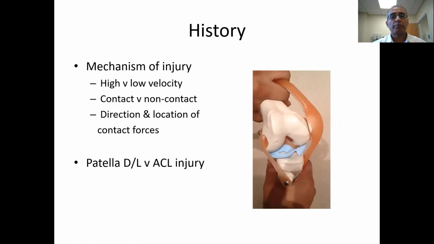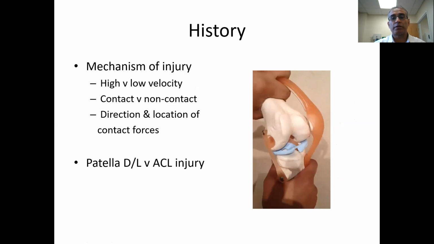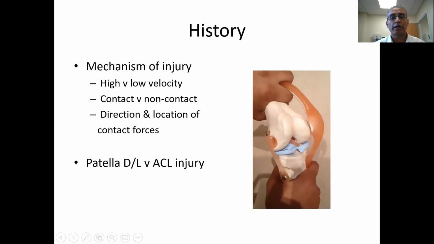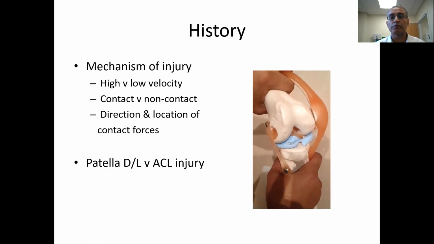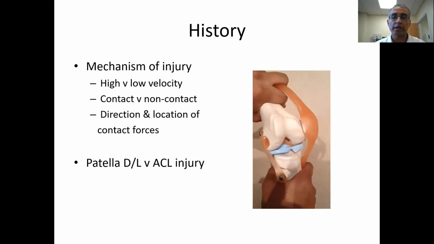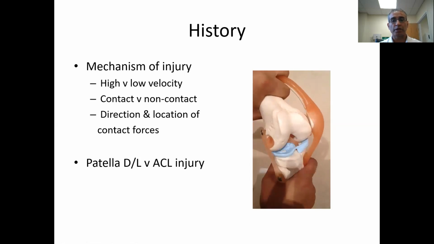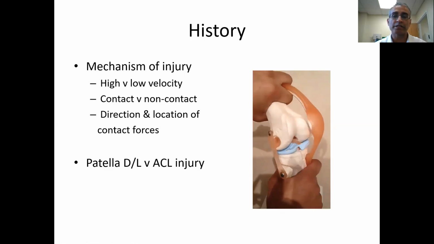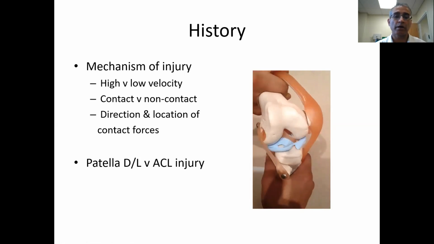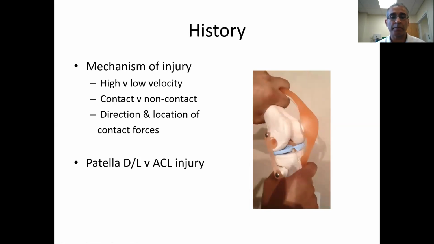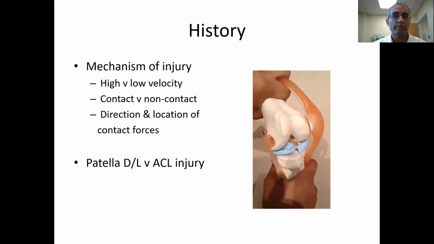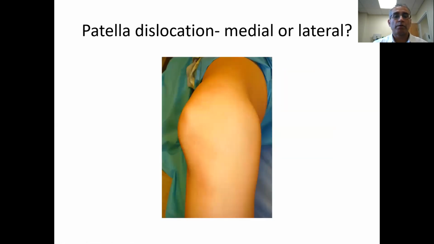But history can be deceptive, and this video demonstrates that a similar twisting injury can cause the patella to dislocate out of the joint or tear the ACL. So it's something which your subsequent examination helps to clarify. Usually a twist with the leg straight causes the patella to dislocate, while a twisting injury with the knee bent will stretch and tear your ACL. So again, history can be confusing.